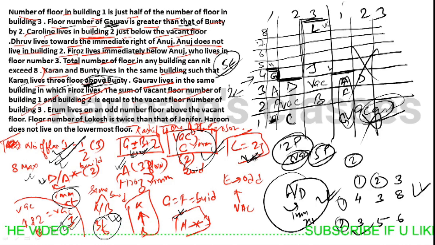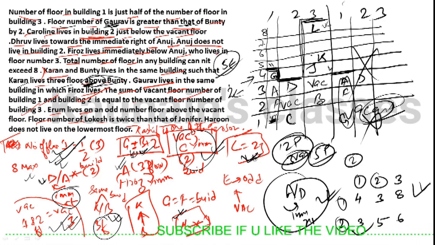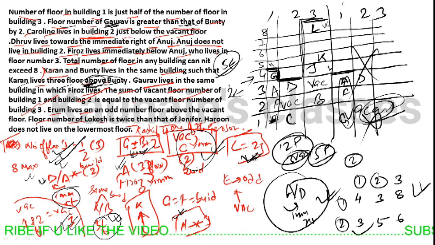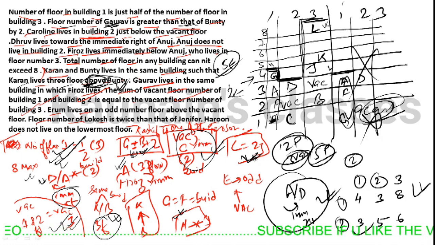So B is living on the second floor, 3 floors above: 1, 2, 3 floors above. K will be coming here. This hint is different. This hint is not saying 3 floor gap, it's saying 3 floors above. This is a catchy phrase. These lines are usually interpreted wrong by students. This is the correct interpretation of this line.